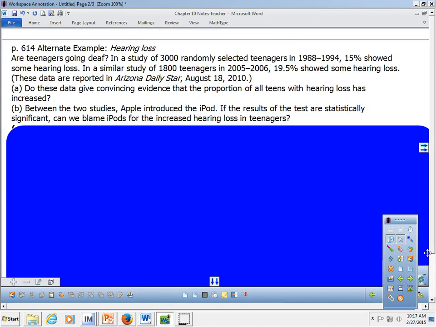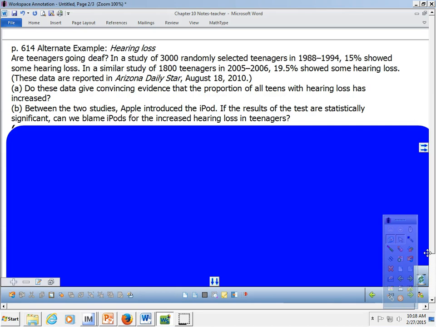Are teenagers going deaf? In a study of 3,000 randomly selected teenagers in 1988 to 1994, 15% showed some hearing loss. In a similar study of 1,800 teenagers in 2005-2006, 19.5% showed some hearing loss. So these data were reported in the Arizona Daily Star back in 2010.